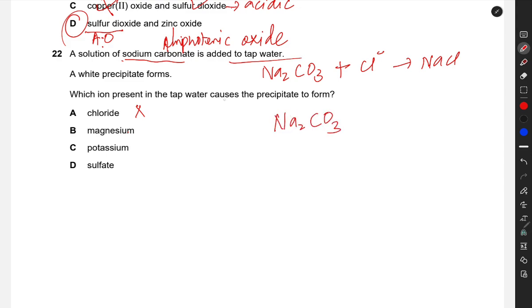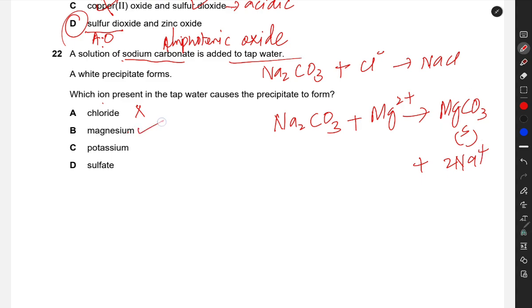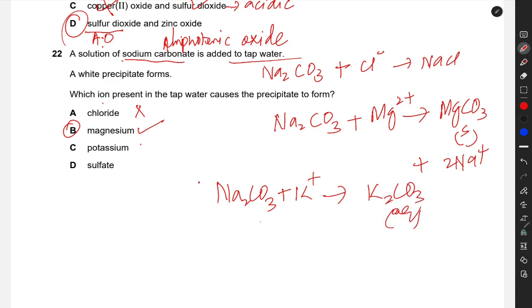Na2CO3 plus magnesium ion forms magnesium carbonate. It is a solid. And sodium ion. So a white precipitate of magnesium carbonate is formed. So it is the correct option. Potassium ion, again sodium carbonate plus potassium ion. Potassium forms K2CO3. This is again aqueous.